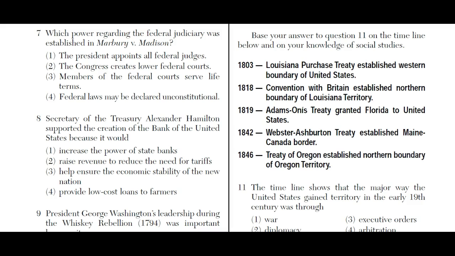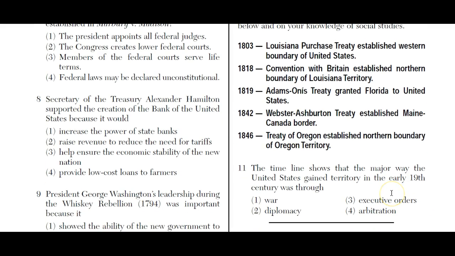Okay, so now what's the question? The timeline shows that the major way the U.S. gained territory in the early 19th century was through what? War? No, these are all treaties. There's no wars here. Executive orders? Simply orders from the president? No, because it's all agreements with foreign countries. Arbitration? No, arbitration, fancy word for a kind of court decision. Diplomacy. We sent our ambassadors, we worked out a treaty, and we solved the problem. Diplomacy, number 2, correct answer.